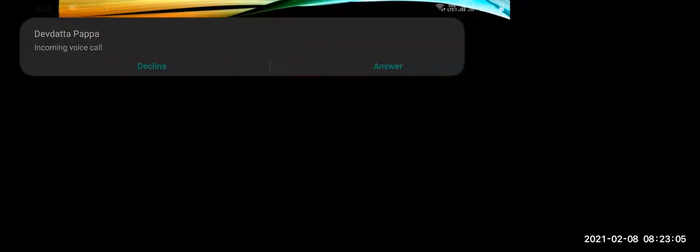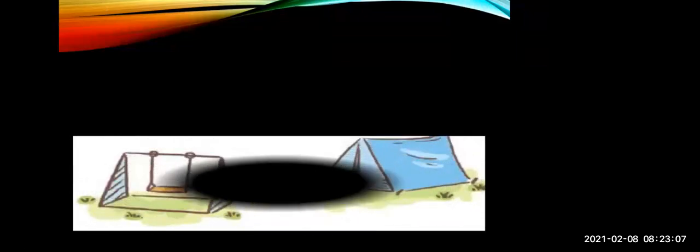Very good. Now students, one more image is there. Just tell me which 3D shape example it is. Is it a pyramid?